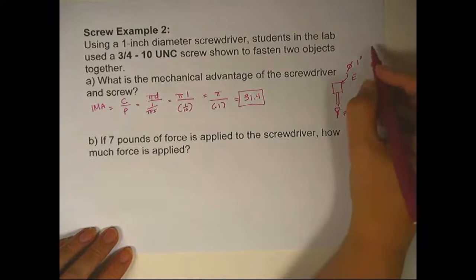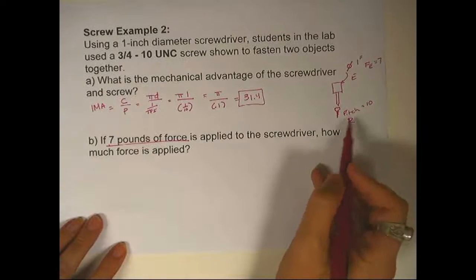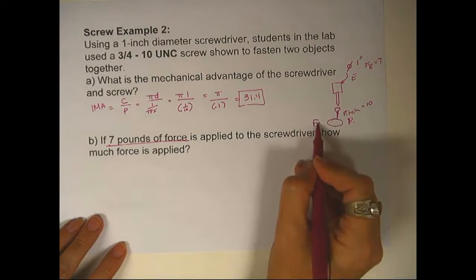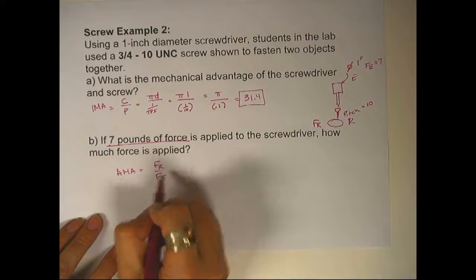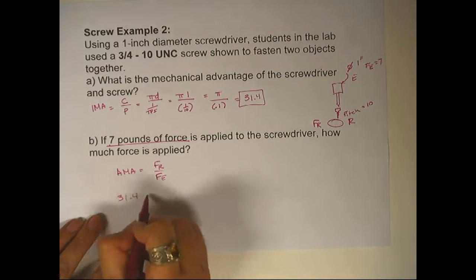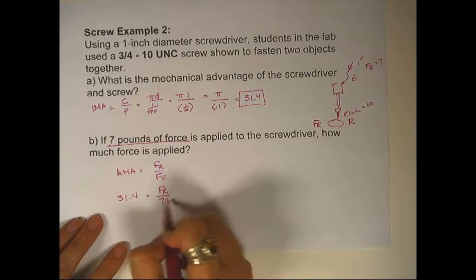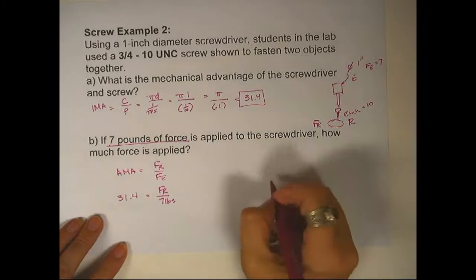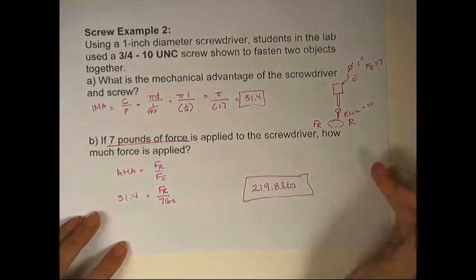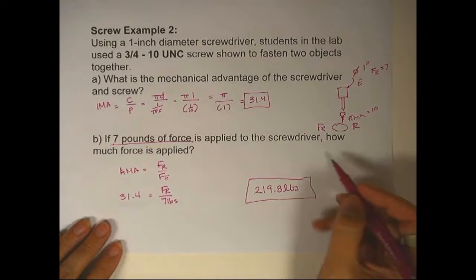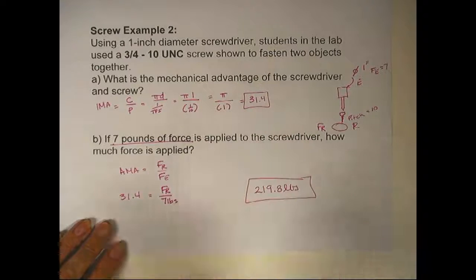If I put just 7 pounds of force up here, FE equals 7, how much force am I getting down here at the bottom, my FR? Well, my AMA is FR over FE. AMA is the same as this, 31.4. FR, that's what I'm looking for. FE is 7 pounds. Multiply these together, and I'm getting 219.8 pounds of force. Again, we talked about screwdrivers a little bit when we did wheels. We're going to see very large forces because we've got very large MAs here. That's it.